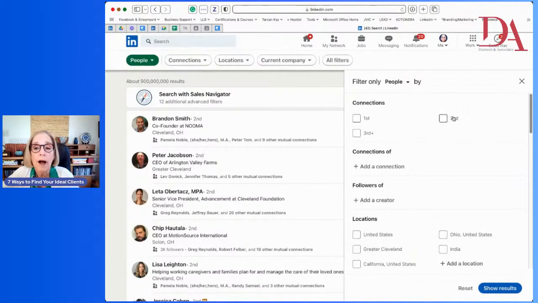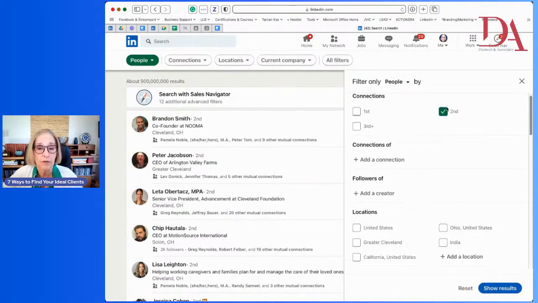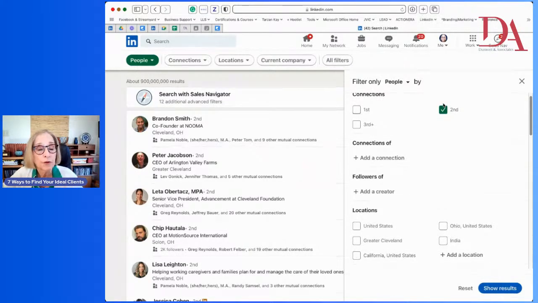First of all, I would recommend that you always look for second degree connections. You're already connected to your first degree connections. And third degree connections, you have no way to approach unless you have their email or their phone number, because they are not connected to anyone that you know. So you can't get an introduction to them. So focus on your second ones.